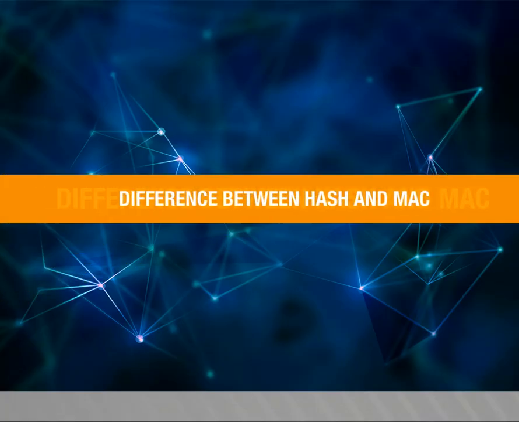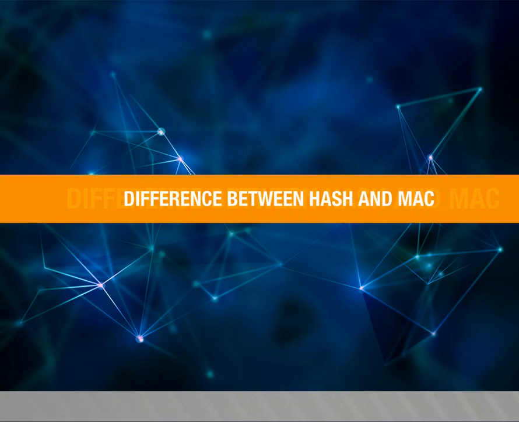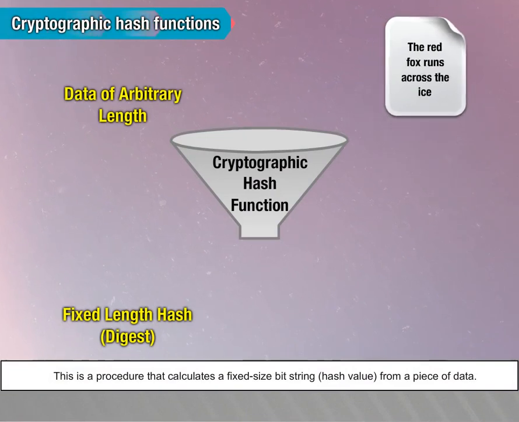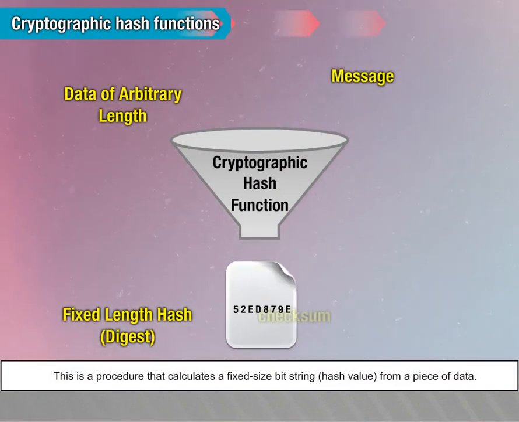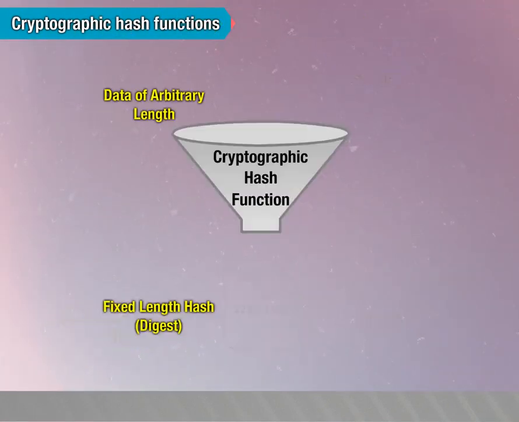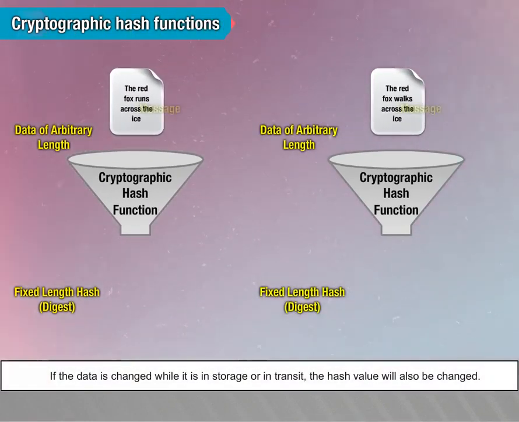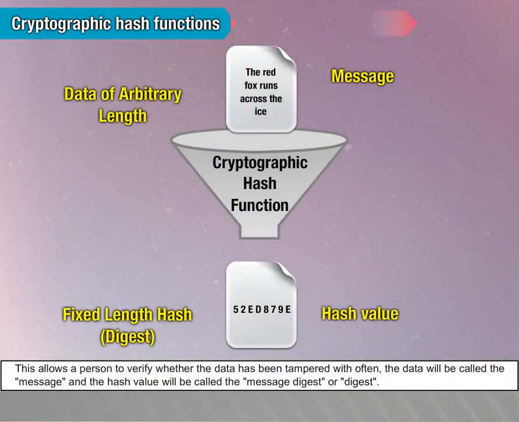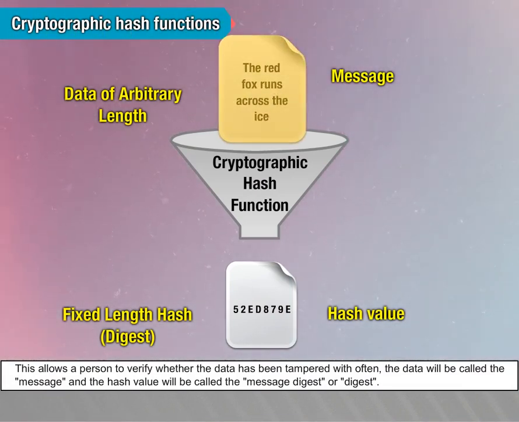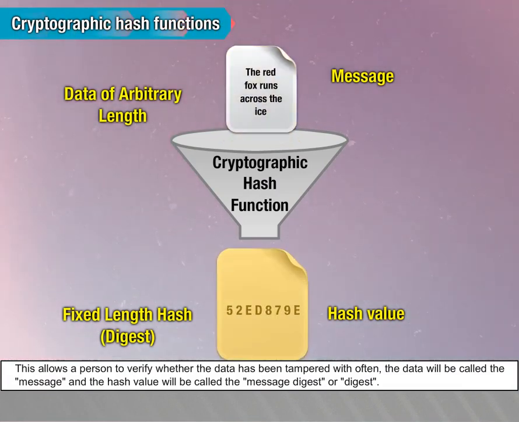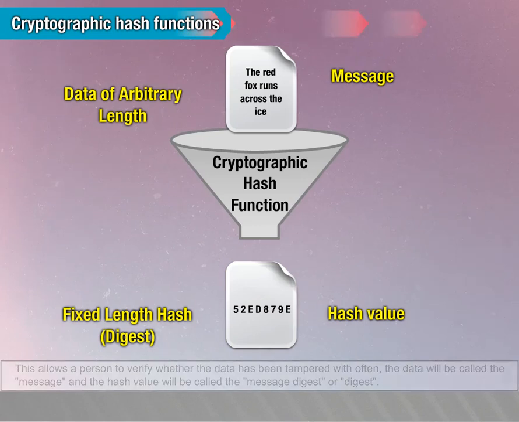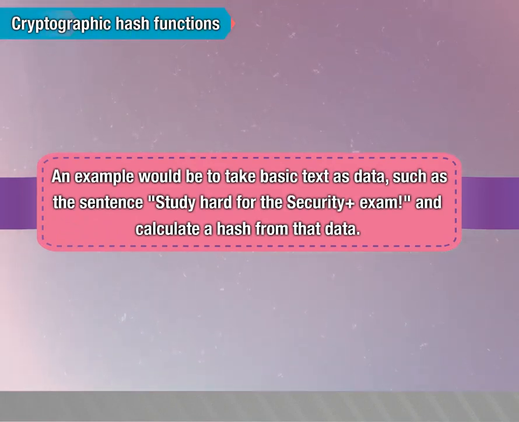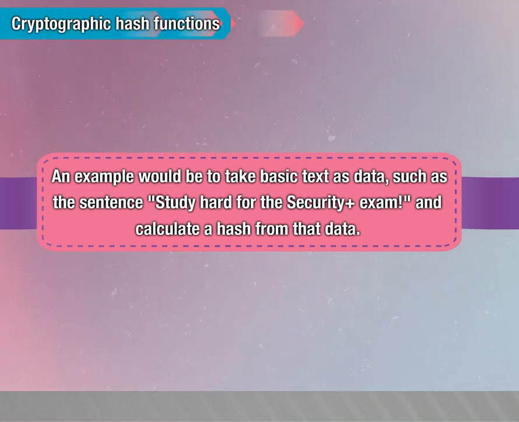Difference between hash and MAC. In this video, we are going to see the difference between hash and MAC. Cryptographic hash functions. This is a procedure that calculates a fixed size bit string hash value from a piece of data. If the data is changed while it is in storage or in transit, the hash value will also be changed. This allows a person to verify whether the data has been tampered with. Often the data will be called the message, and the hash value will be called the message digest or digest. An example would be to take basic text as data, such as the sentence "study hard for the security plus exam," and calculate a hash from the data.